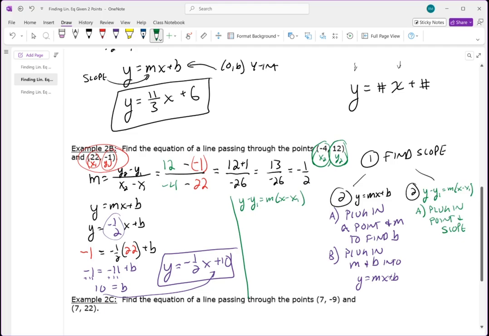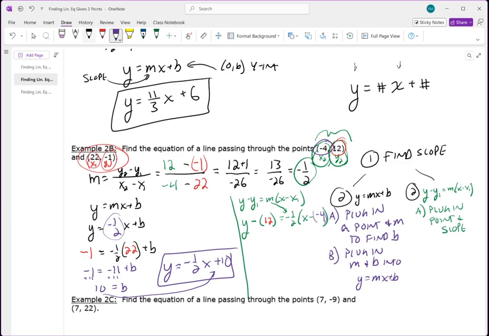Now you'll notice I labeled x1, y1, but again, it doesn't matter which point we use. I'm just going to use this other point just to show that it doesn't matter which point we use, we'll get the same answer. So I'm going to have y minus, and this is where my y value is going to go. So I'm going to put 12 here. And for the m, I'm going to be putting negative 1/2, and then x minus, and in this spot right here, I'm going to be putting in my x value.